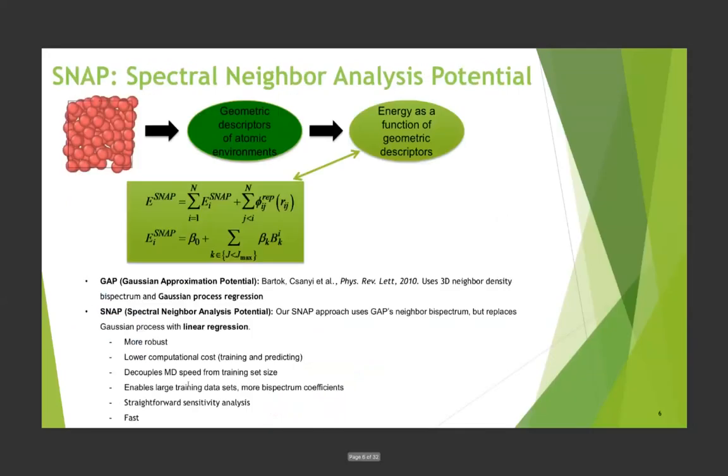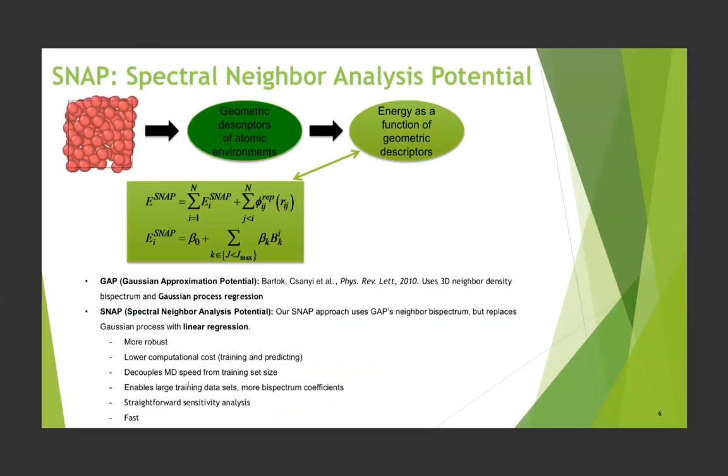So how exactly does SNAP do what it does? How does it manage to closely match large data sets of DFT data? Well, the answer is essentially in picking a very, very general functional form. And that's represented by the two equations there in the green box. So the first equation indicates that we first of all decompose the total energy of a configuration of atoms into individual atom contributions. And then we add on a reference potential if we wish. It's not essential to do that, but sometimes it's useful.